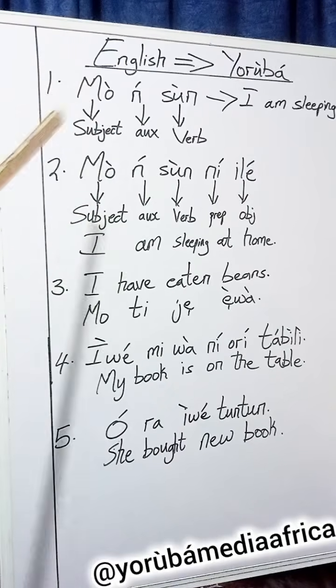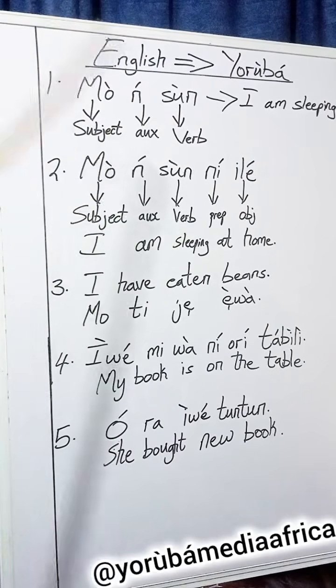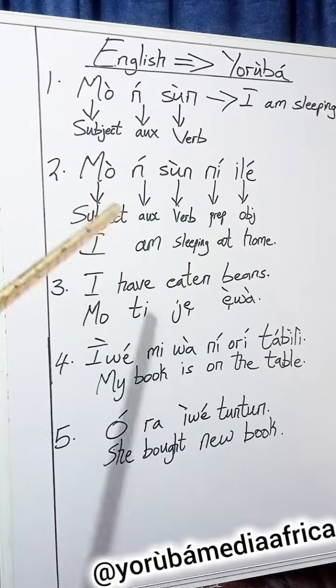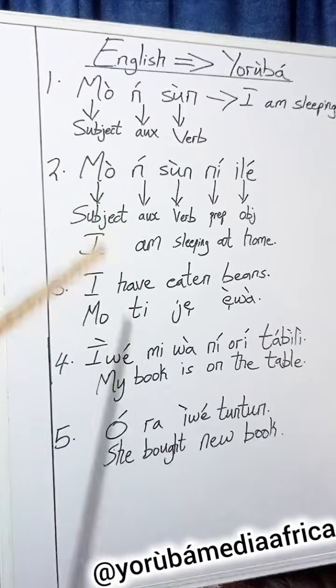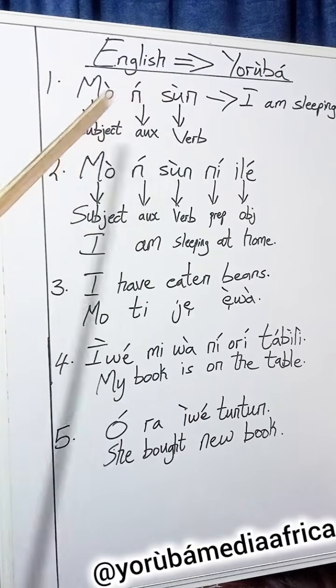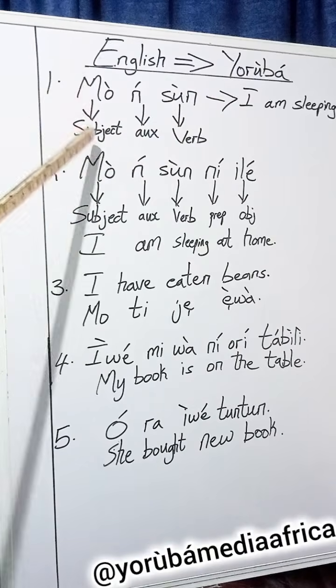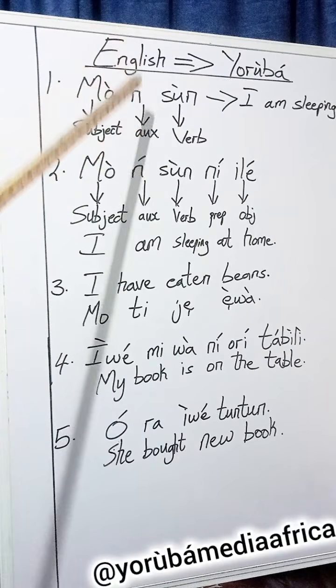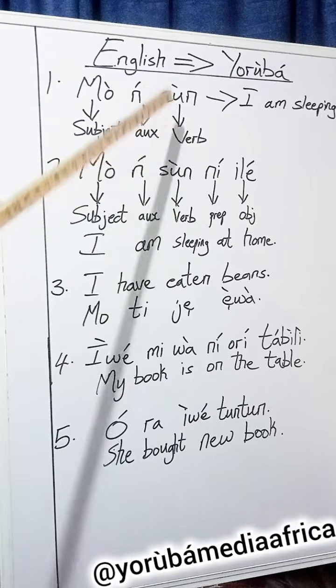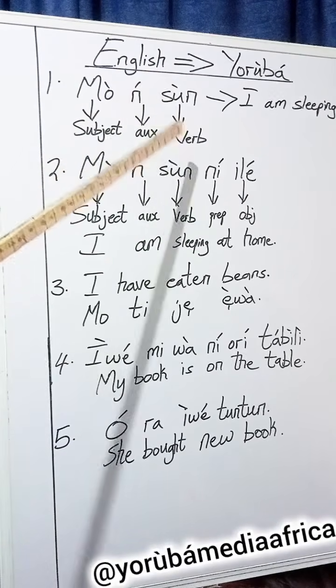This video is to basically show you that Yoruba language is a structured language. Yoruba language is a language with a structure, just like English. Look at this. Mò ń sùn, which is I am sleeping. Here's the subject. Here is the auxiliary verb. It can also be called the tense marker in Yoruba. And this is the verb, sùn.